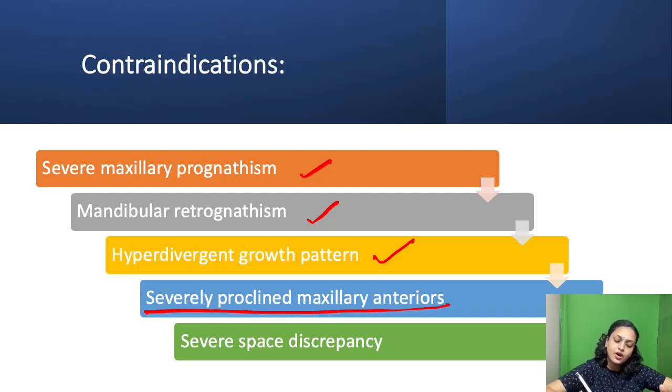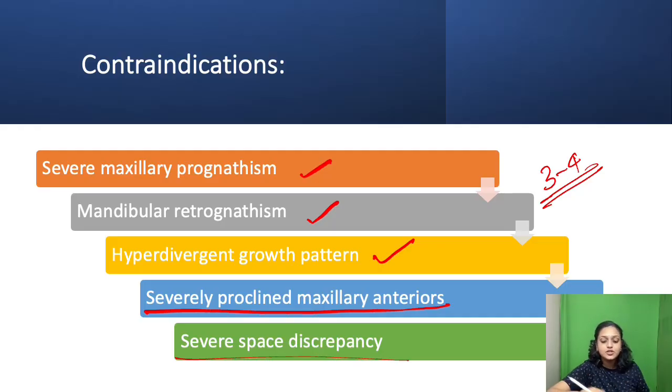So already if the patient has proclined anterior teeth, we are going to even more worsen it. So generally avoid in such cases, and severe space discrepancy. In general distalization, you gain up to 3 to 4 mm per side. So if the space discrepancy is more than 10 mm or something, we need to go with extraction treatment plan and not distalization. So this is also an important criteria. Space discrepancy up to 6 to 8 mm can be gained by distalization, not more than that.